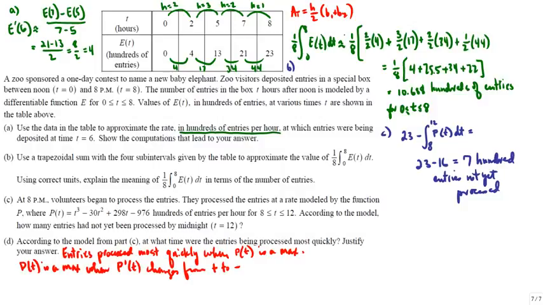Okay, I'm going on to part D of this problem. Part D asks, according to the model from part C, at what time were the entries being processed most quickly? Since P of t is a rate of change, it's the rate at which entries are being processed. If we want to find out when entries are being processed most quickly, we want to find when that rate is at its maximum point. And it happens to be an absolute maximum over the time interval from 8 to 12.